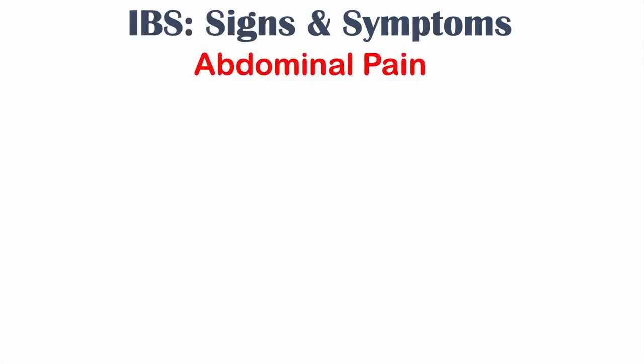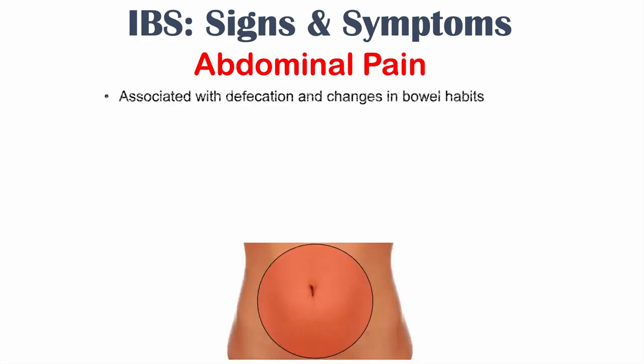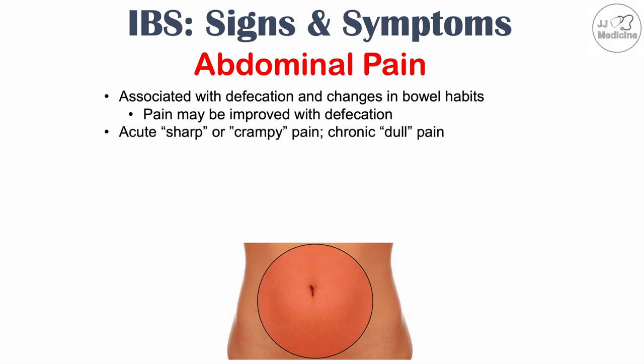One of the main symptoms of IBS is abdominal pain. This abdominal pain is associated with defecation and changes in bowel habits, and often this abdominal pain is improved with defecation. So when someone uses the washroom, this pain often gets better, although this pain is often not completely resolved. It is described as a sharp or crampy pain, although individuals will often have a chronic dull pain.